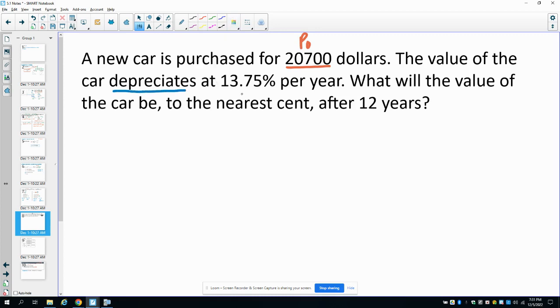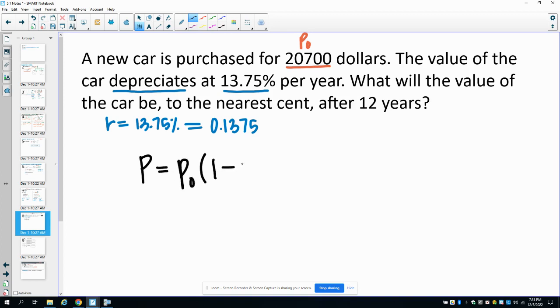So it's depreciating at 13.75%. So our rate, 13.75%. Remember, when we plug this into our equation, we're going to need the decimal, so we're going to need to divide by 100. So 0.1375 will be what we actually plug in. So our equation is P equals P naught times 1 minus R in this case, since we're decreasing, and then to the T.